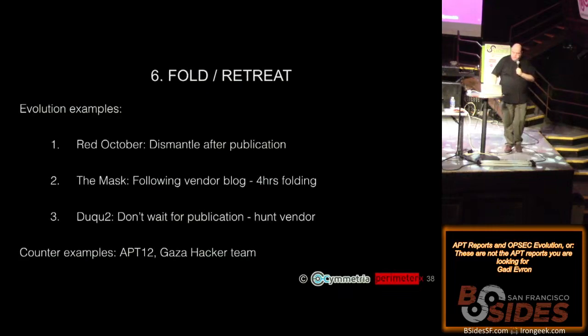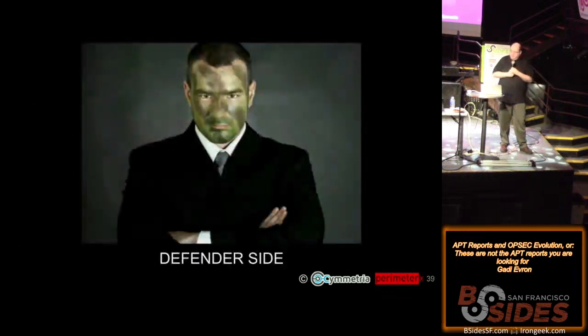And then looking at Dooku 2, this is, of course, my own interpretation: don't wait for the publication. Break into the vendor, figure out what they're going to do and what they want to release. So there is a certain evolution here, if you want to look at it that way. There are counterexamples of groups that don't care and keep operating, but that's fine. So the defender side, this is really important to me. It's not perfect, but that's what we've got to do to start progressing in making APT reports matter to us.